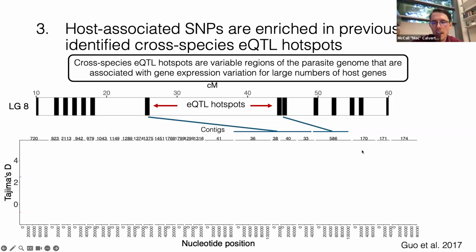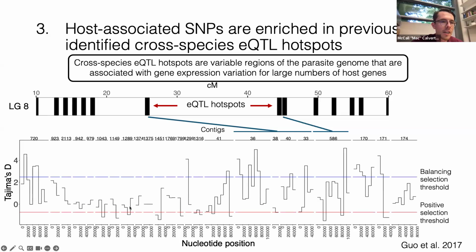And so here, I'm going to show you contigs that map to these hotspots, as well as contigs that flank these hotspots. And first, I will reveal to you Tajima's D values across these contigs. And you can see that there are several genomic windows that have elevated signals of balancing selection in these eQTL hotspots. And in fact, a genome-wide analysis revealed that windows with signals of balancing selection are actually enriched in these eQTL hotspots. We can also overlay the host-associated SNPs, which you see here with these red circles above the Tajima's D values. And again, we did an overlap analysis and found that these eQTL hotspots are also enriched for host-associated SNPs.